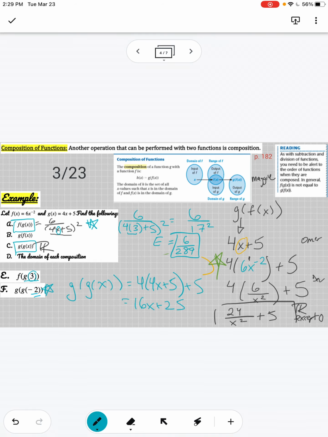So now what we're going to do is take -2 and replace it in here, right? And so we would do that. 16 times -2 is -32, right? And then -32 plus 25 would be -7. So your answer for F is -7. Okay?